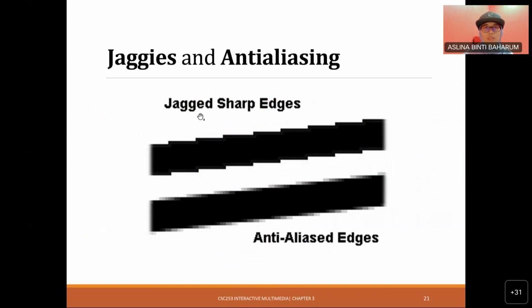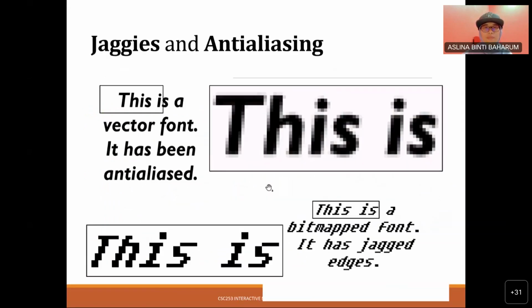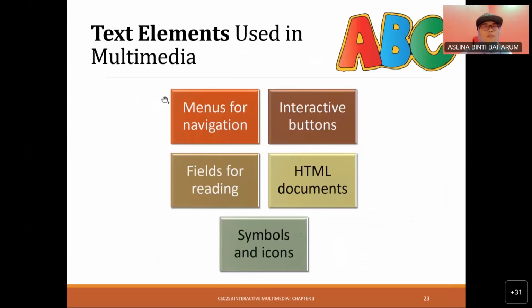Okay, but this one has the sharp jagged area. So more examples here. This is and this is. So which one is using anti-alias? When you make the word bigger, it becomes blurry like this. So this one is using anti-aliasing. This is without.